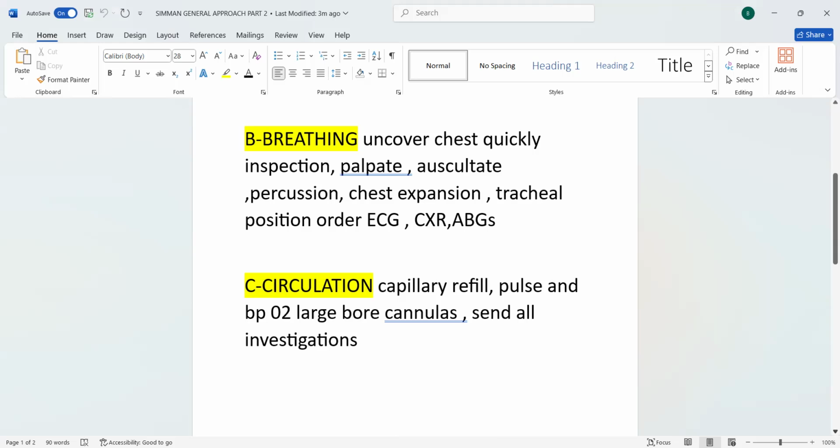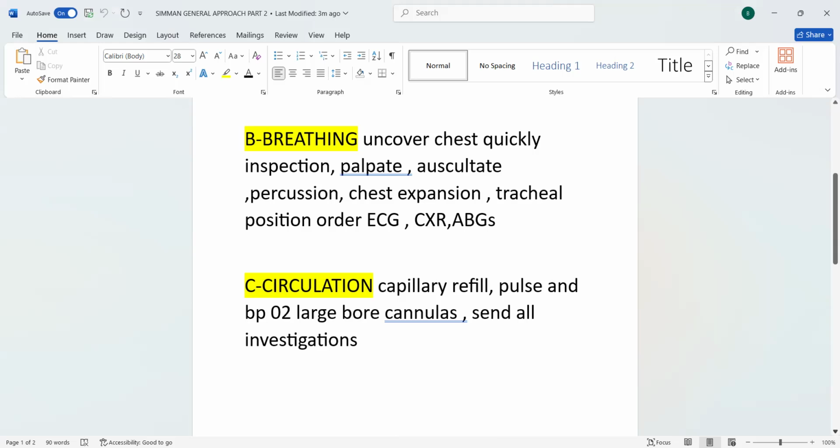The important point is that at breathing, you will have to order ECG, chest X-ray, and ABGs. Some people say that ECG should be in circulation and ABGs should be in disability or circulation. But in breathing, you will have to keep all three. Remember this so you don't forget in later steps. So at this point, you say, "Now I'm going to order ECG, chest X-ray, and ABGs." During auscultation, you can find some wheeze or a bilaterally clear chest.